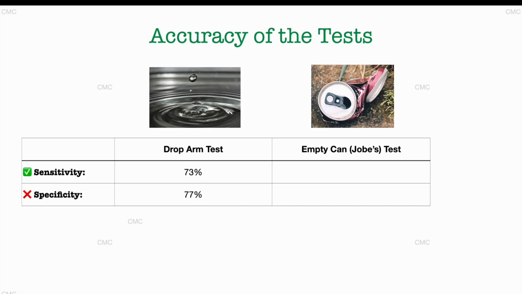These numbers are derived from cases with full thickness tear. Therefore, the sensitivities and the specificities will be even lower if the patient has a partial tear only. For the empty can test, these figures are even lower, with sensitivity of around 69% and specificity of 62%. As you can appreciate, these numbers are only moderately high, and therefore using a combination of them increases your chances of avoiding false positive or negative outcomes.